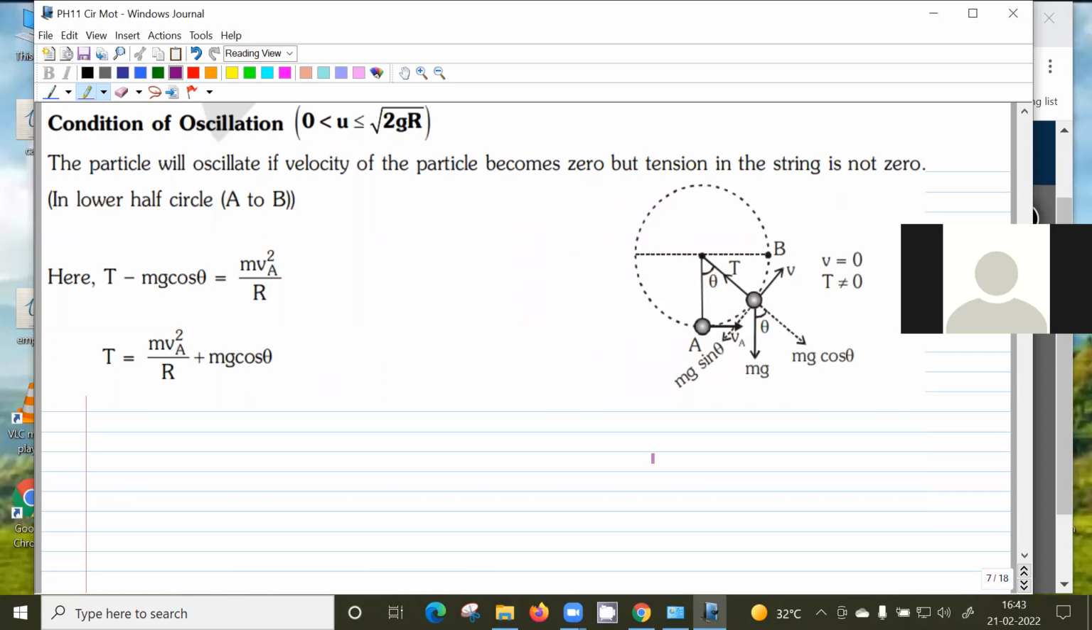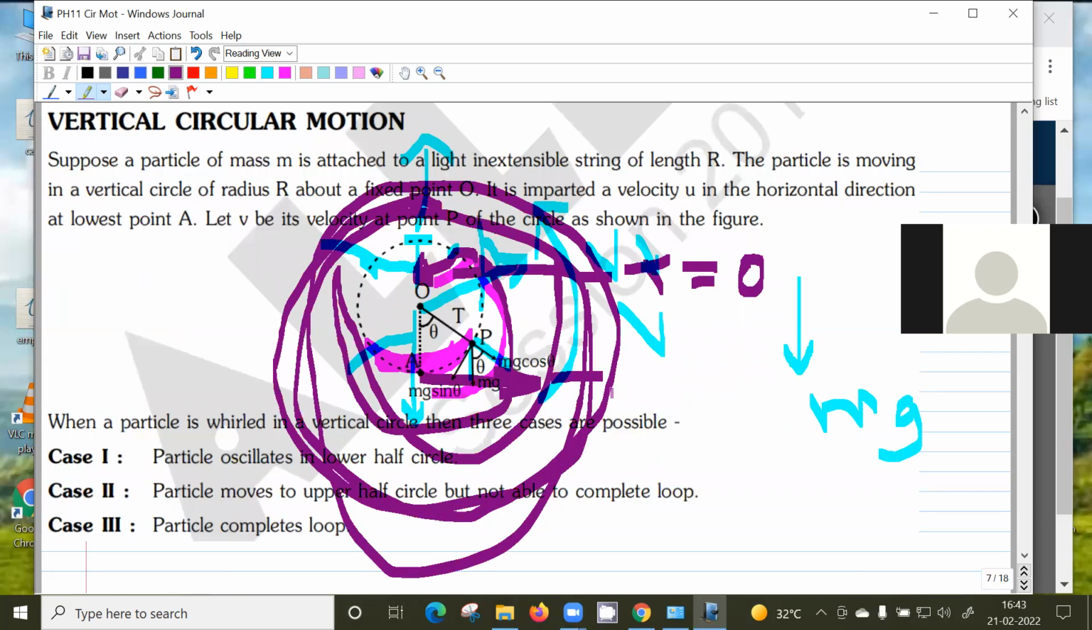What is the condition for the particle to oscillate in the lower circle, sir? See, once the velocity becomes zero here, it will not go up, but the tension is there, so it will return back. So this is the concept of a simple pendulum. A simple pendulum is less than a semicircle. As soon as it reaches this point where the velocity becomes zero, it will return back. That turning back can also happen here if the tension is still alive.